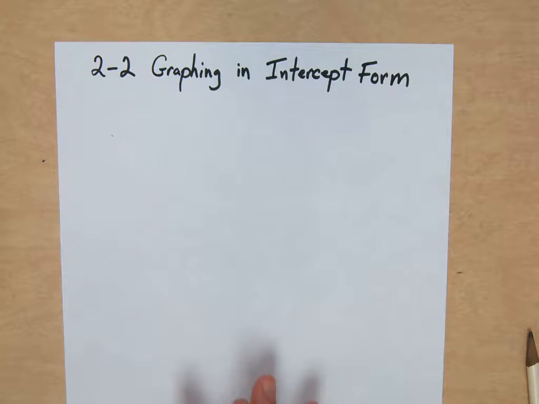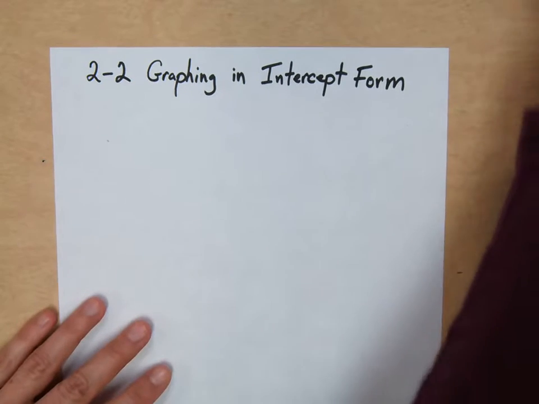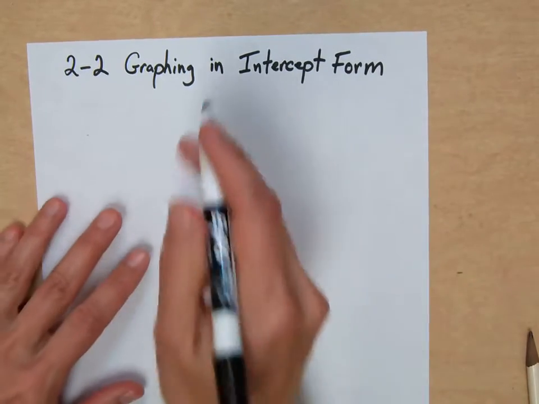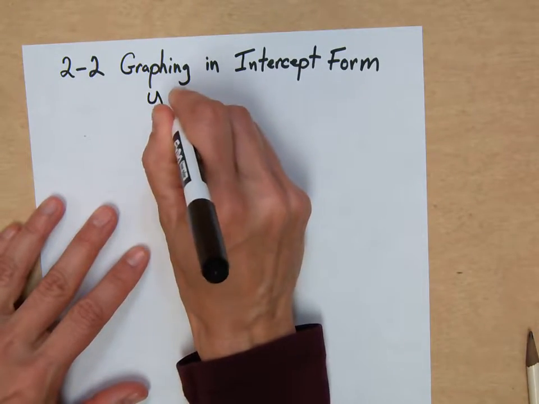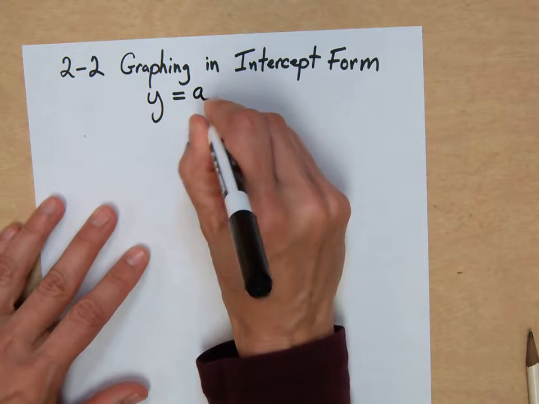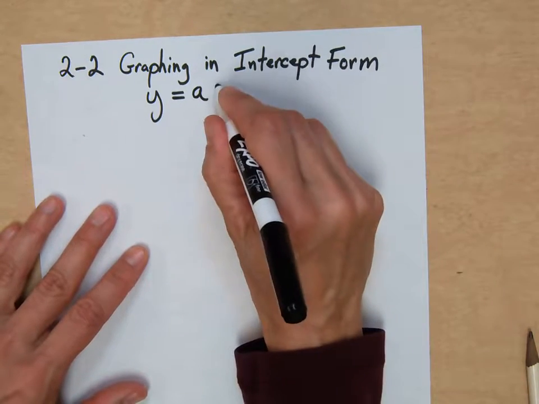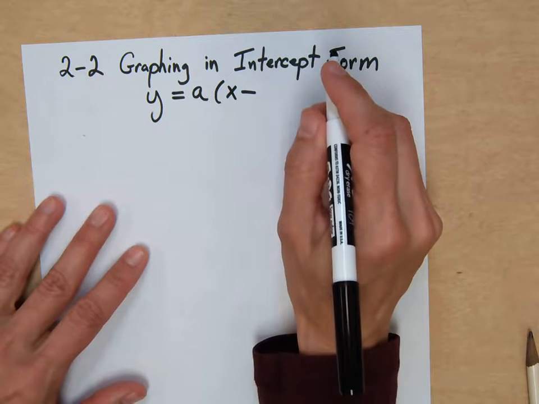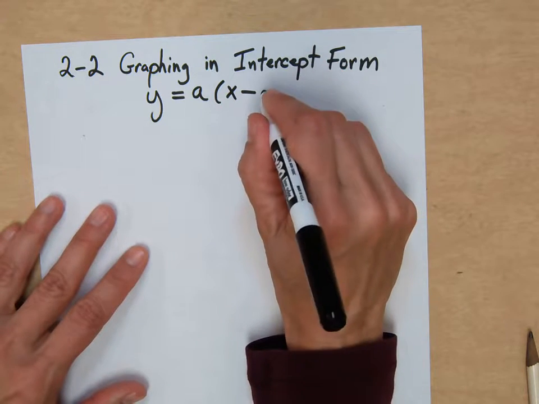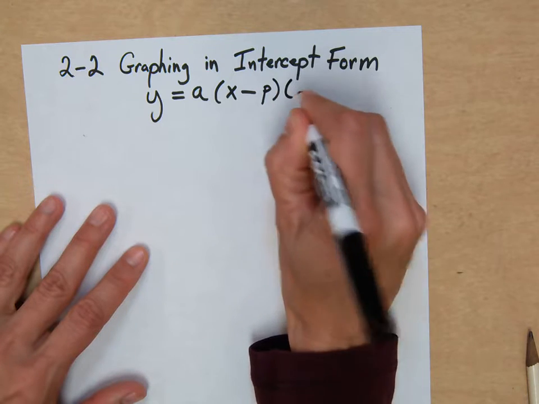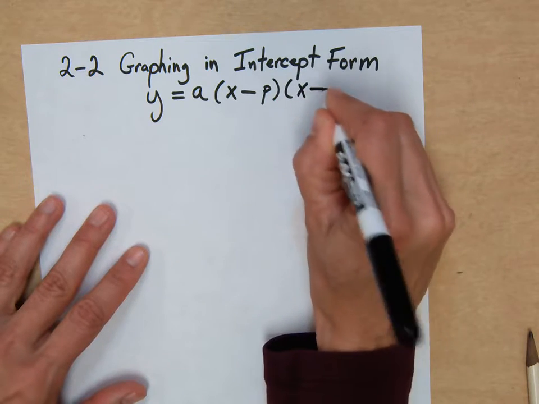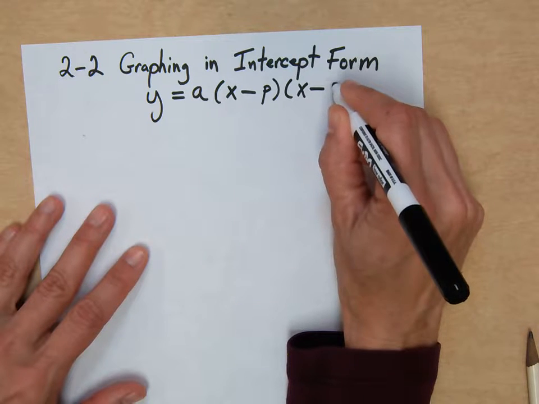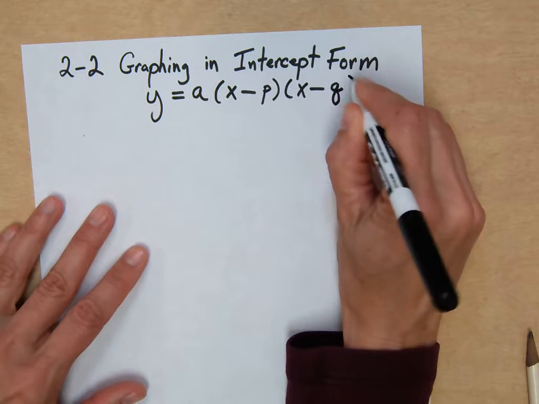Okay. Graphing in intercept form. I would say the biggest advantage to intercept form, which let's write it first, is this: y equals some constant here, and then you have x minus p, some other constant, times x minus q. So I'm going to put a q like that.